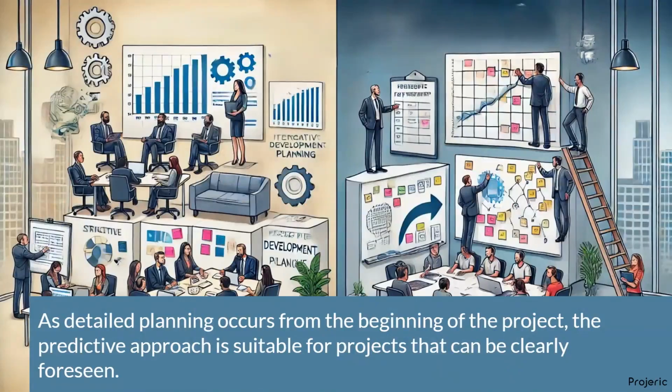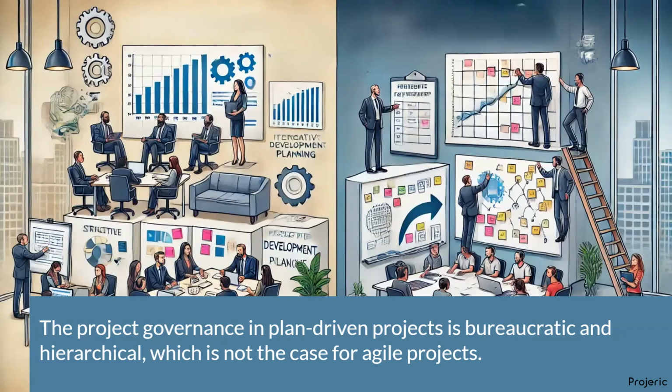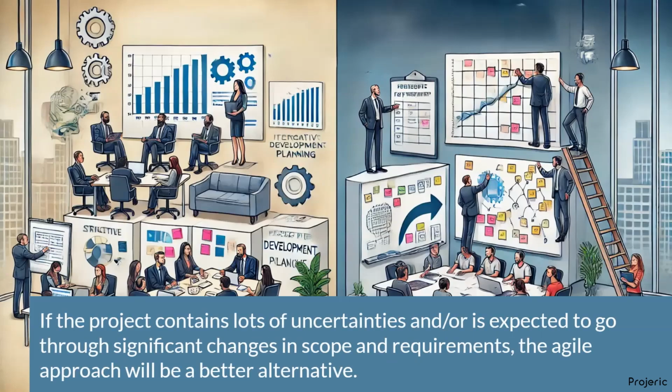As detailed planning occurs from the beginning of the project, the predictive approach is suitable for projects that can be clearly foreseen. The project governance in plan-driven projects is bureaucratic and hierarchical, which is not the case for Agile projects. If the project contains lots of uncertainties and/or is expected to go through significant changes in scope and requirements, the Agile approach will be a better alternative.